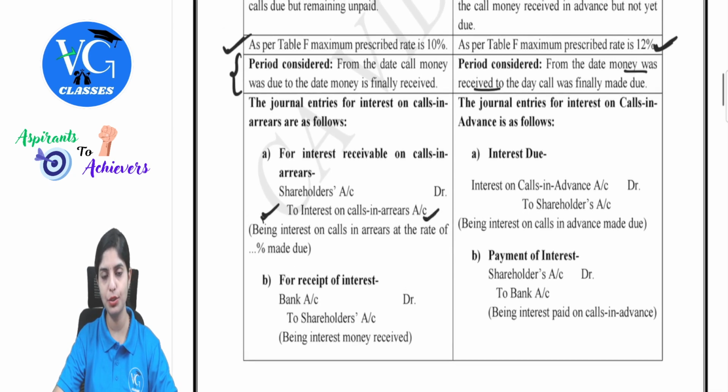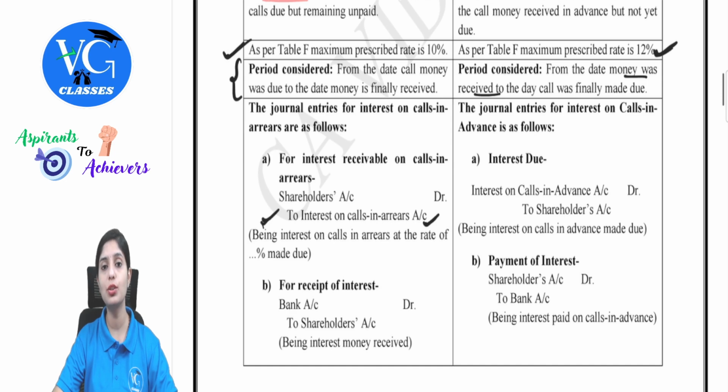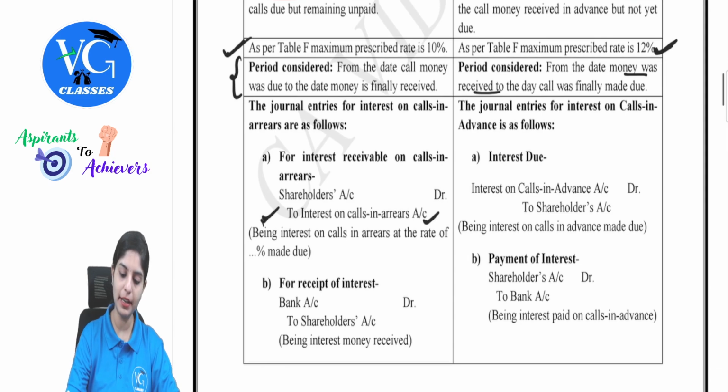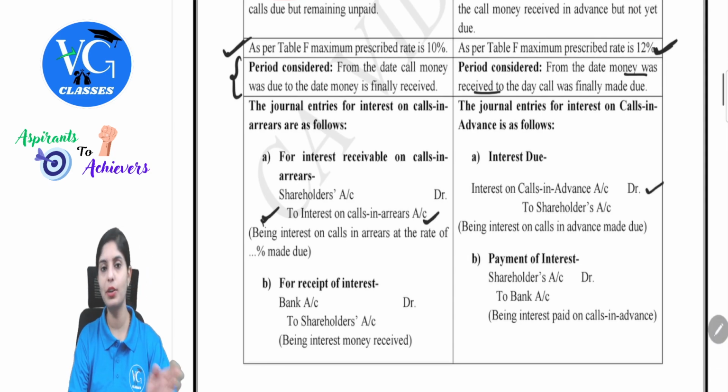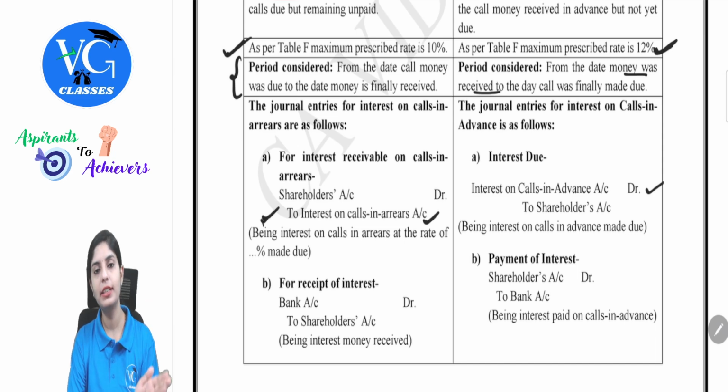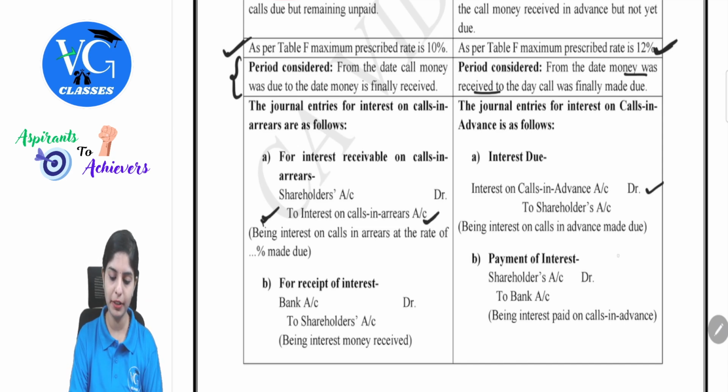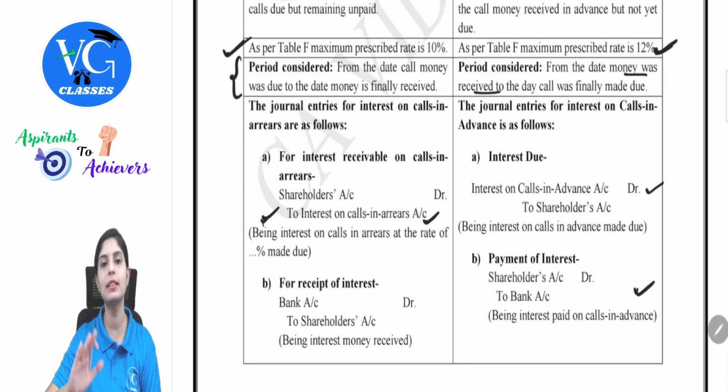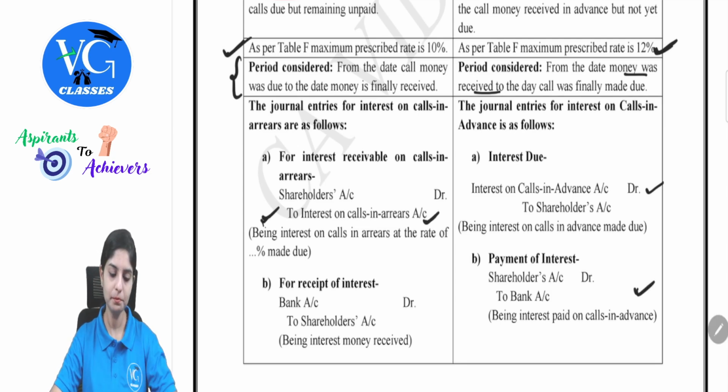Likewise, interest on calls in advance. First, making interest due. Interest on calls in advance is your expense. You have to pay, so expense will be debited. Interest on calls in advance account debit to shareholder. When the time period actually comes, payment of interest, should we pay to the shareholder? So, shareholder's account debit to bank. I hope these concepts are crystal clear to all of you.